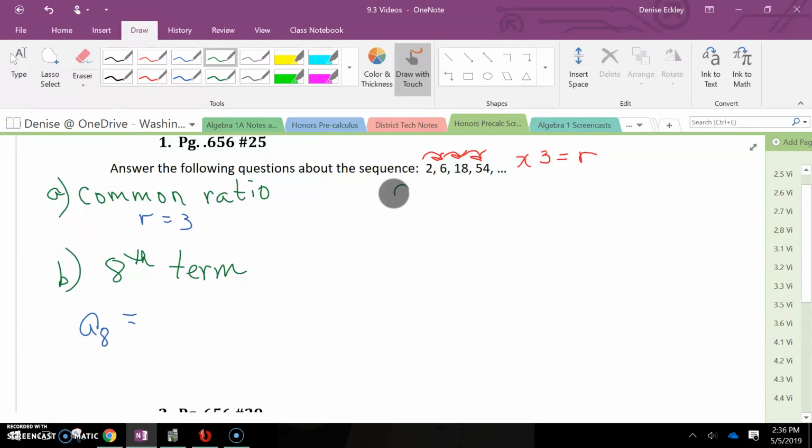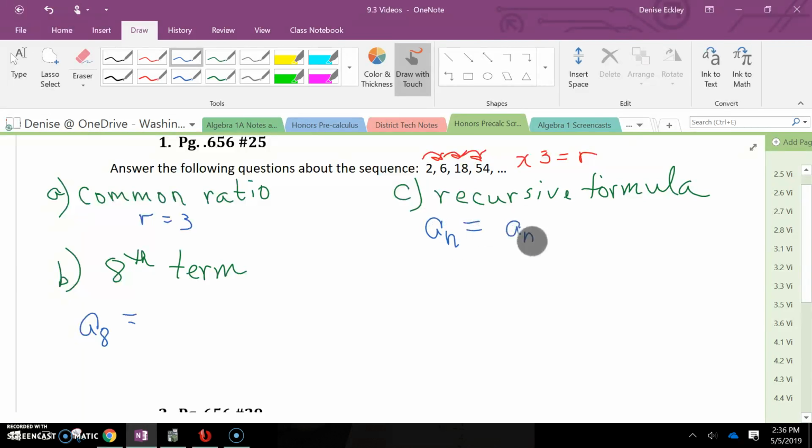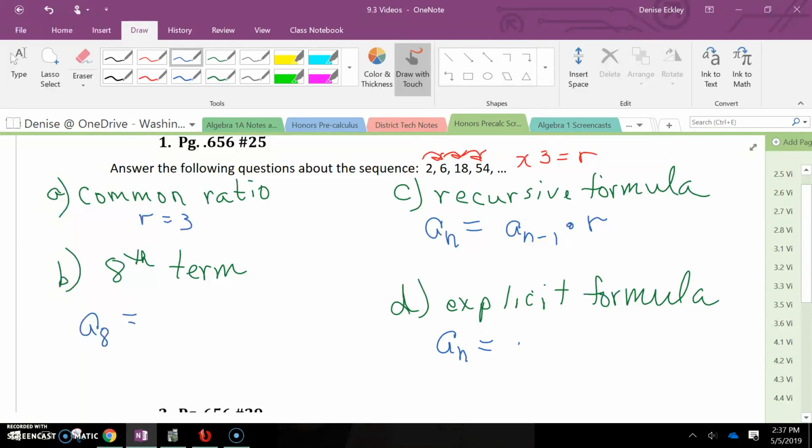Part C asks us to find a recursive relationship. And so we're going to use the idea that a sub n is going to equal a sub n minus 1 times R. And then part D, we are asked to find an explicit relationship.